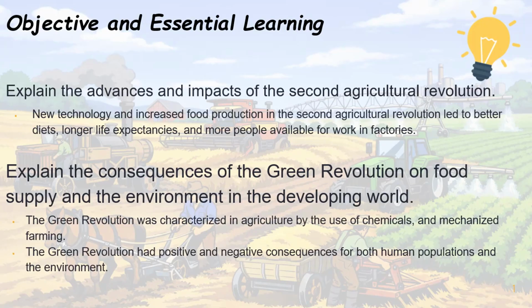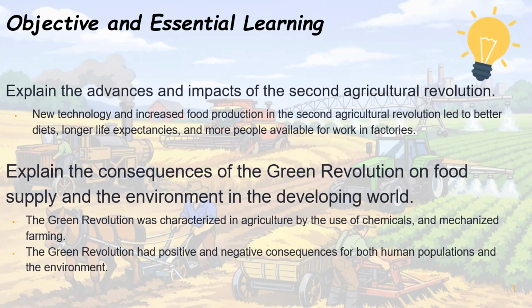That means you understand how new technology boosted food production. More food meant better diets. Better diets meant longer life expectancy. Longer life expectancy meant population growth. And when fewer people were needed on farms because of mechanization, boom, more workers available for factories. Agriculture basically said, congrats, Industrial Revolution, I brought you employees.